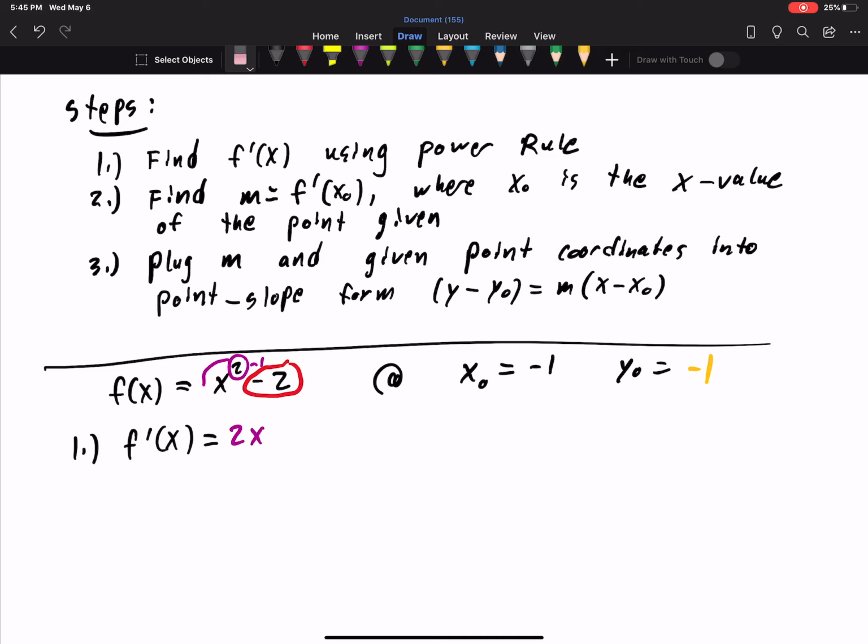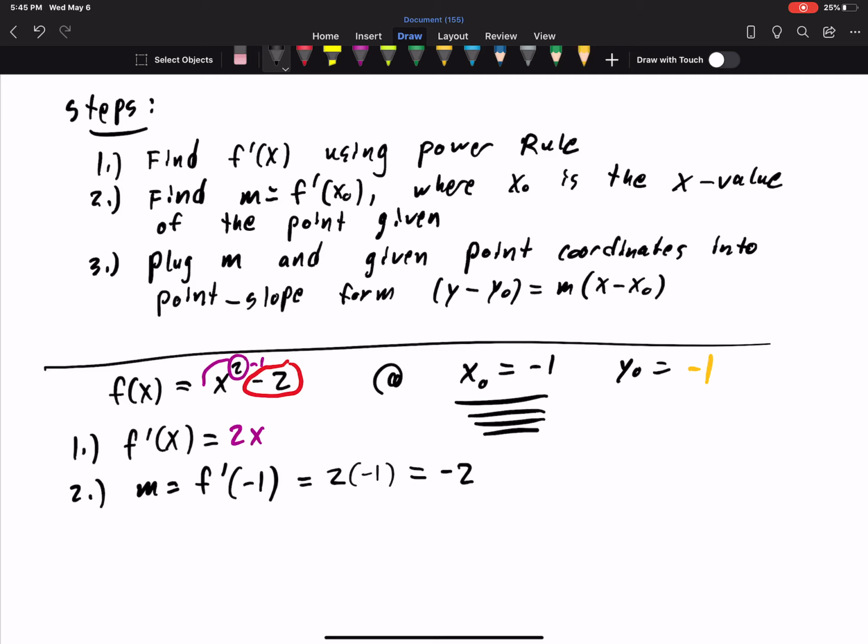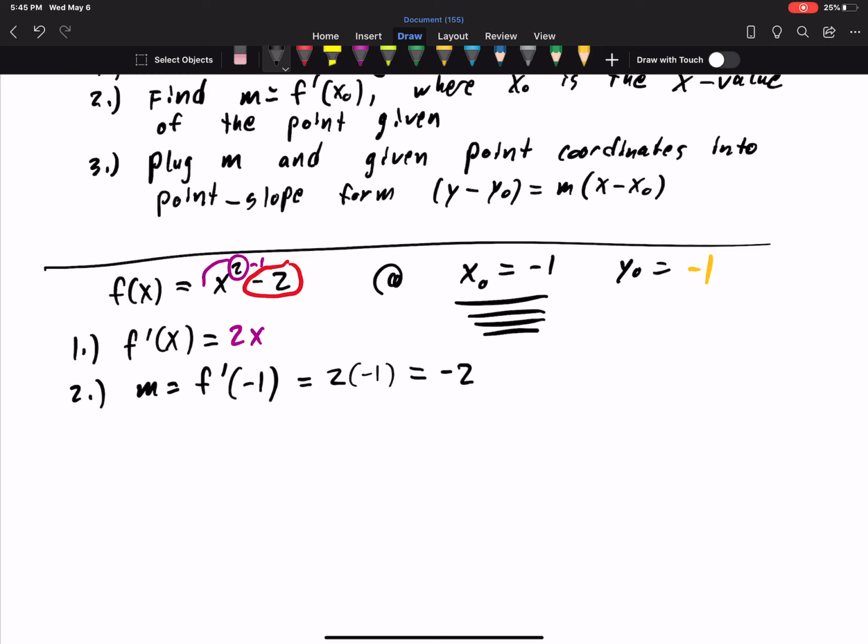Second step, find the slope of our tangent line. So m, which is our slope of our tangent line, is equal to f prime of the x value that we are given. So you just plug your minus 1 into your f prime, and that's equal to 2 times minus 1, or minus 2. Okay, so that's the slope of your tangent line, and is also the slope of your original graph, x squared minus 2, at x is equal to minus 1. All right, they have that slope in common at that point. And I can say this without even needing a graph. And you can do the same for sure.